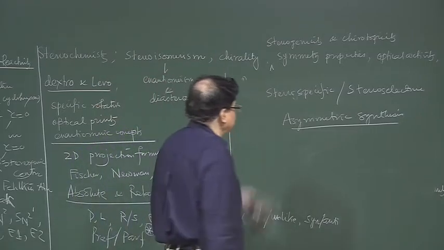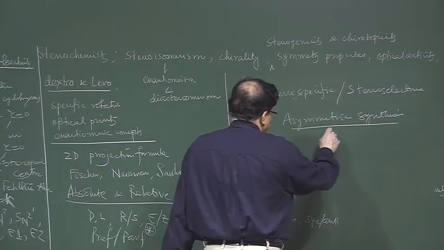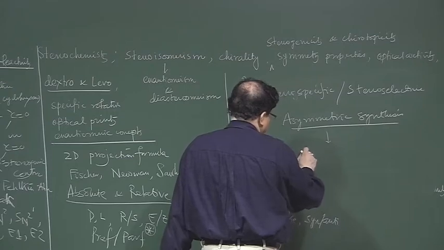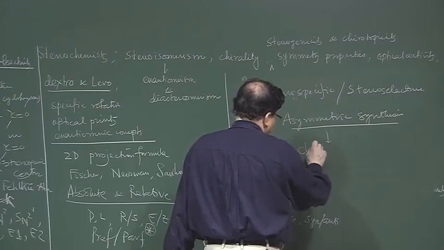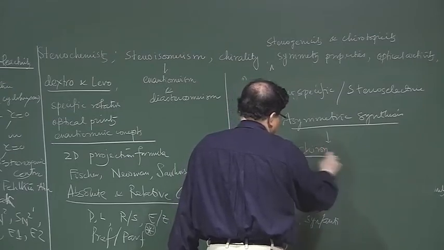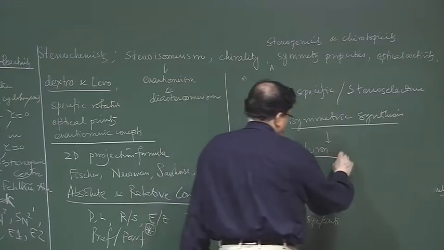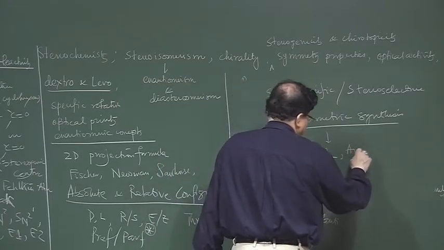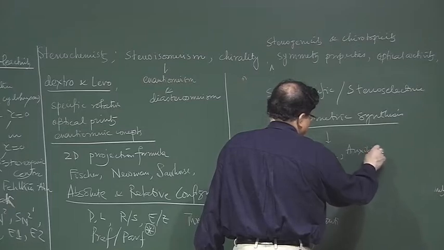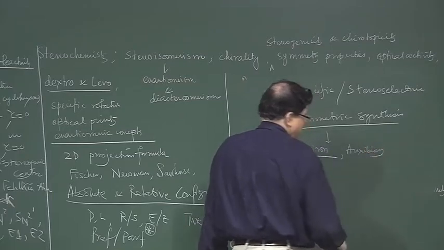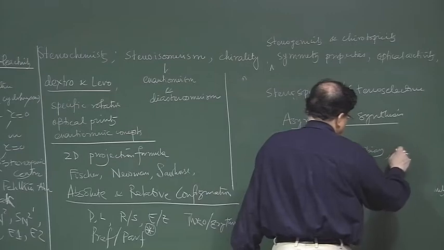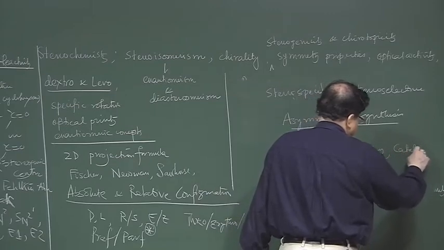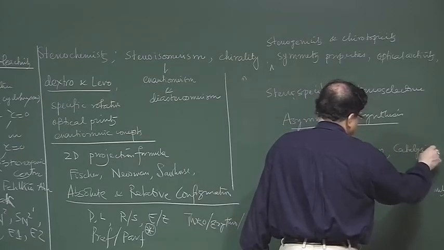Okay. So, asymmetric synthesis, and finally, we did some asymmetric synthesis. We said that there are many approaches. One is Chiron approach, that means you have a chirality to start with. You have auxiliary based approach, and you have catalysis based approach. Okay. We have given some examples.